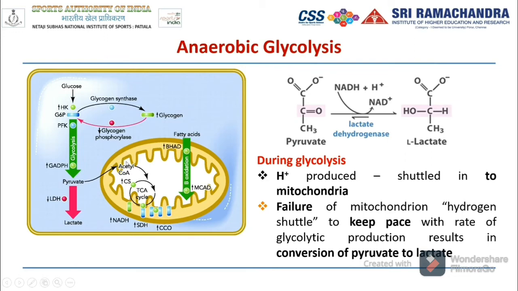When the oxygen supply is not adequate, the body takes a shortcut. Instead of going through all the 3 processes, the pyruvate, which is the end product of glycolysis, gets converted to lactate. The hydrogen ions are accepted by the pyruvate to produce lactate. So this is how lactate is produced. The failure of the mitochondria to keep pace with the glycolysis, which is happening in the cytoplasm, produces the lactate.